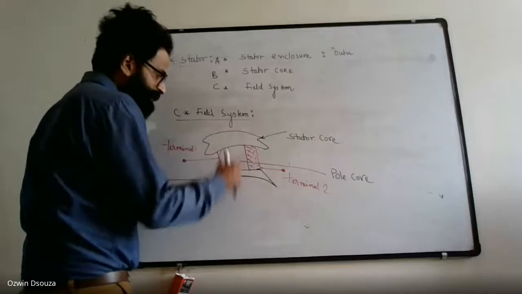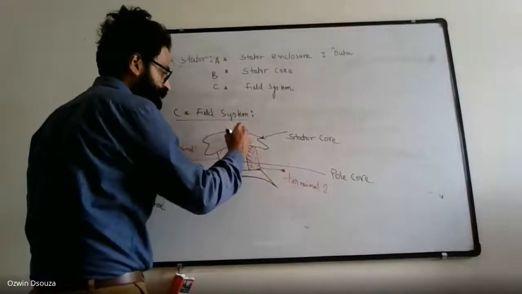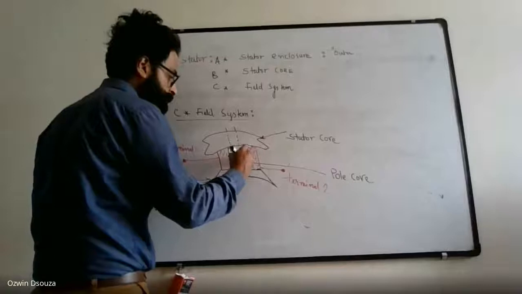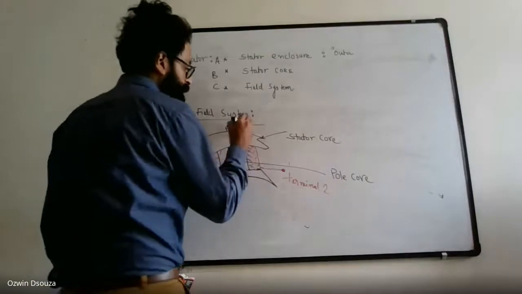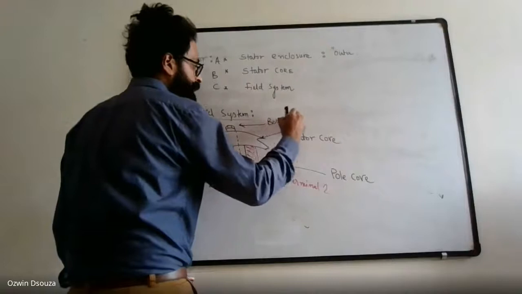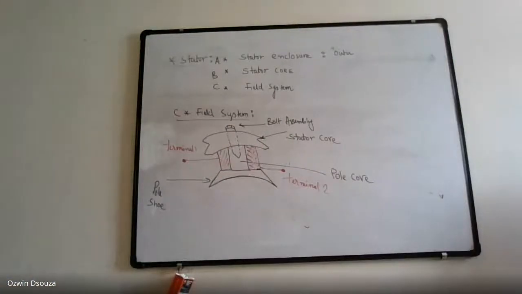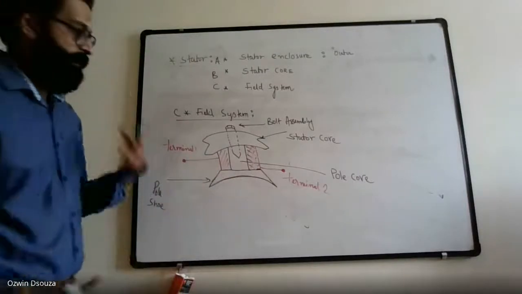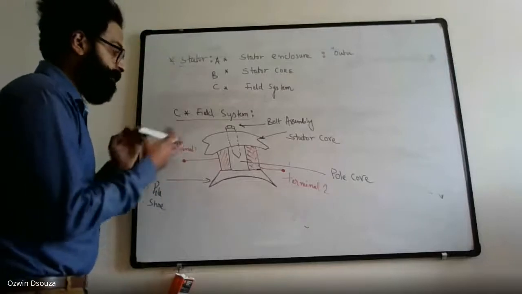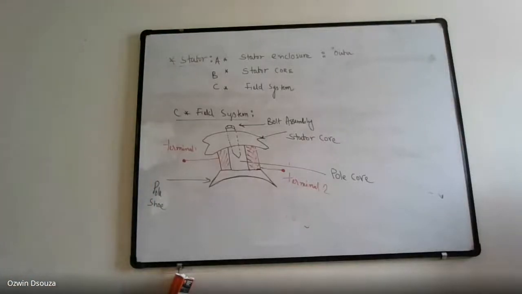Now, the whole assembly is supported using mechanical fasteners such as the bolt assembly. This is your bolt assembly, which provides mechanical support. Without the bolt assembly, the pole assembly will fall off. So, in order to securely fix the pole core to the stator core, you have to use a mechanical joint such as a bolt assembly. So that is your field system.